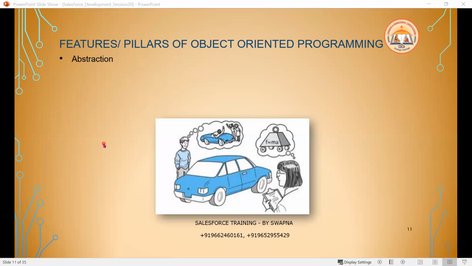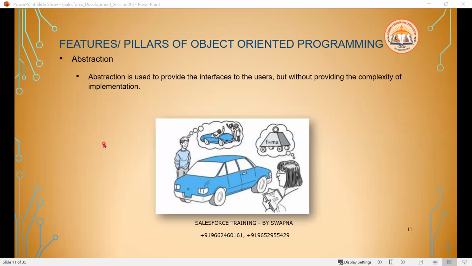So abstraction is used to provide the interface to the users. That means the user interface. They are providing the interfaces to the users, but without providing the complexity of implementation. We are not exposing the complexity, the code, the WhatsApp code.